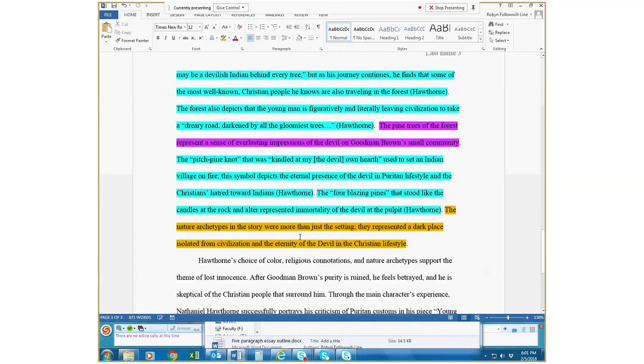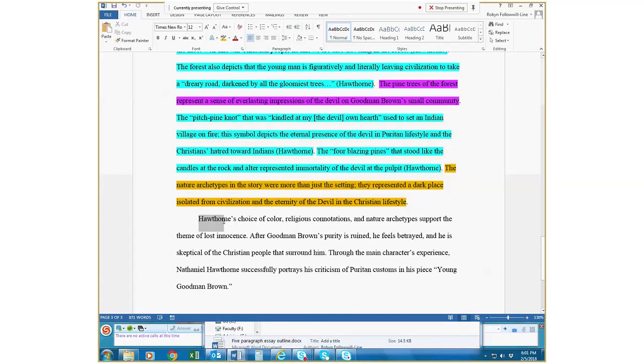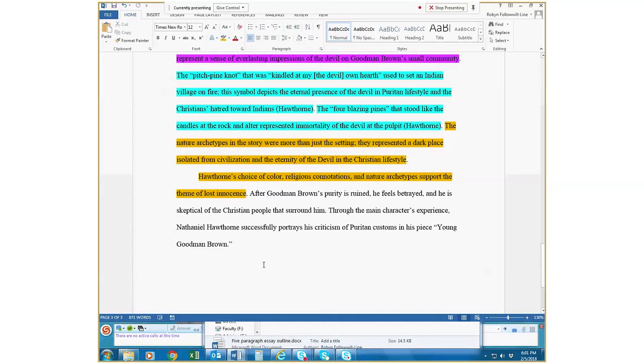Here is our conclusion. Hawthorne's choice of color, religious connotations, and nature archetypes support the theme of lost innocence. After Goodman Brown's purity is ruined, he feels betrayed, and he's skeptical of the Christian people that surround him. Through the main character's experience, Nathaniel Hawthorne successfully betrays his criticism of Puritan customs in his piece, Young Goodman Brown.